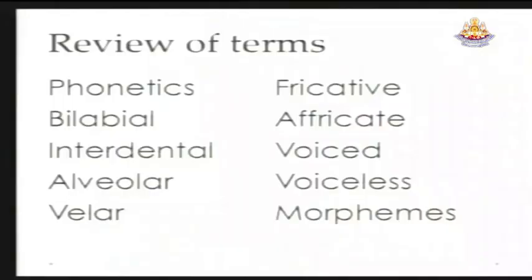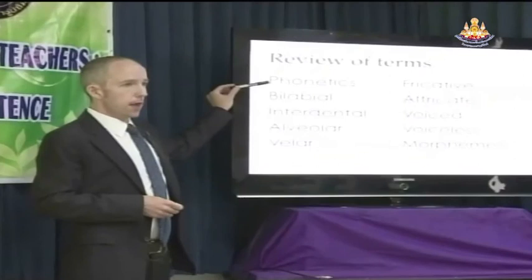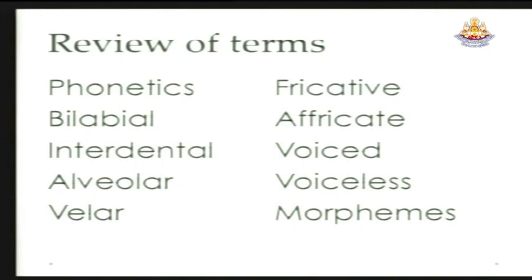Phonetics. Bilabial, interdental, alveolar, velar, fricative, affricate, voiced, voiceless, and morpheme. So just sit down and think. Do you remember what these things mean? Phonetics is the sounds of the language. Bilabial, two lips. Interdental, between your teeth. Alveolar, the top of your mouth. Velar, the back of your mouth. Fricative, some kind of constriction, vibration. Affricate starts with a stop and finishes with a fricative.